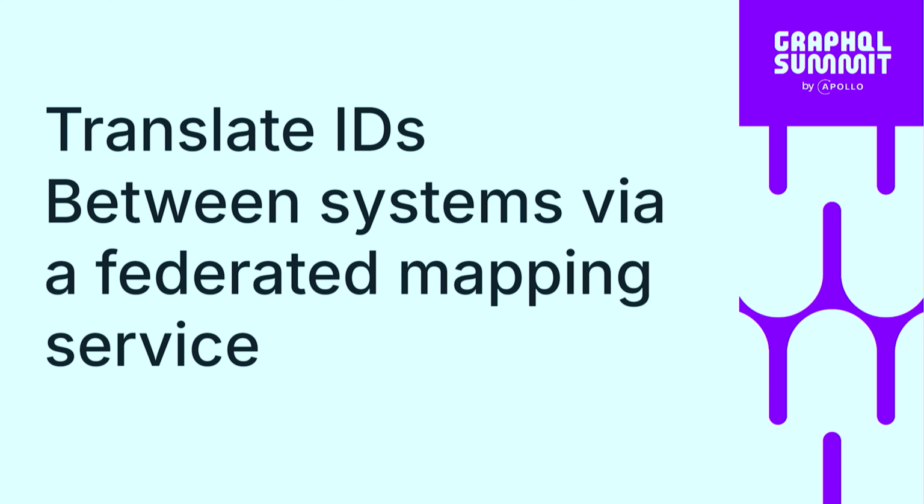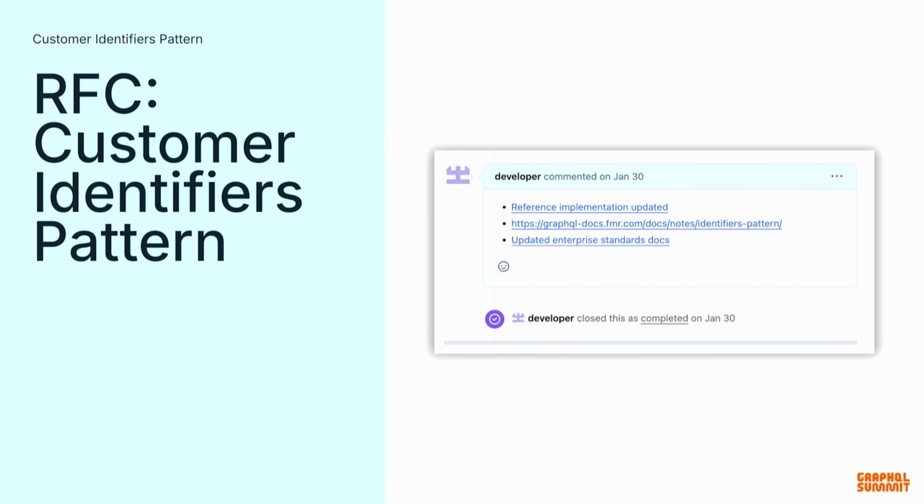So in summary, if we have use cases like this where you have an entity that is spread across different systems, but you need to map those identifiers, you can use this pattern to map IDs across different systems. So at the end of this RFC, we got good feedback and we came to a good solution. So we updated our reference implementation, which is a space where our developers can see how this pattern is used and actually implement it in their own subgraphs. We also documented this in our internal developer documentation.